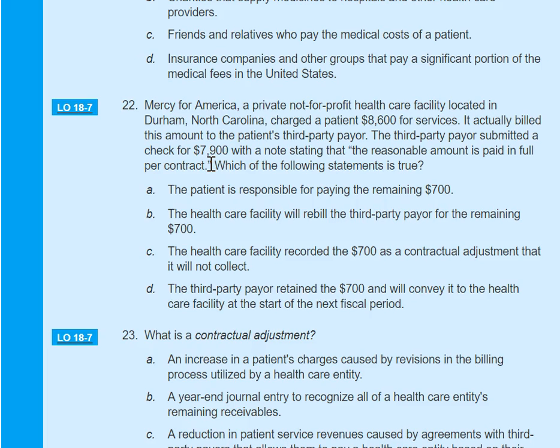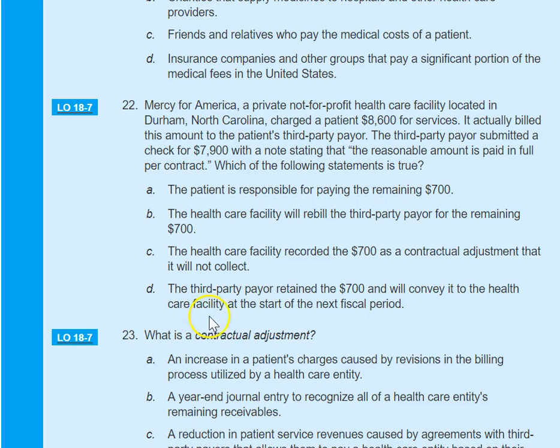So now, which one is true? The patient is responsible for paying the remaining $700. No, this is not the patient's part, so the patient will not pay that. Number B, the healthcare facility will rebill. No, that's not the case, because they already have a contract, and according to the contract, the third party paid whatever amount it needed to pay. Number C, the healthcare facility recorded the $700 as a contractual adjustment that it will not collect. Yes, they will record it as a contractual adjustment, debit it, and their patient revenue receivables will be reduced. Right, so number C is correct.